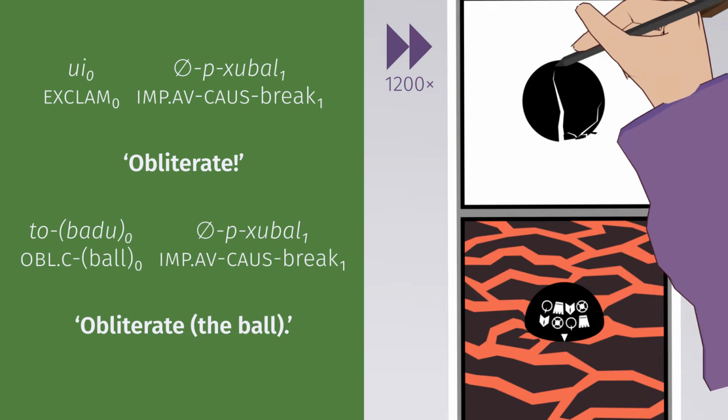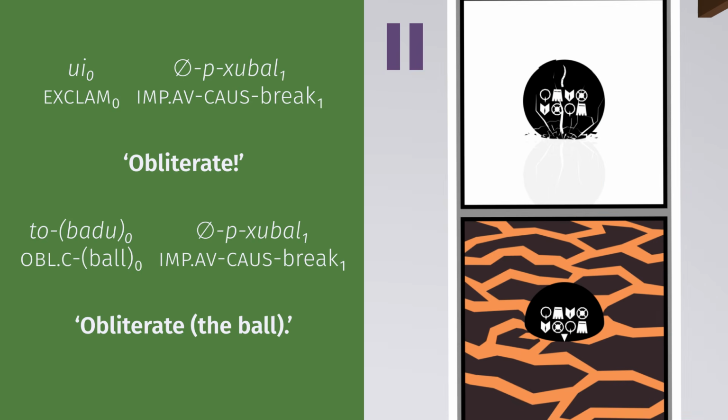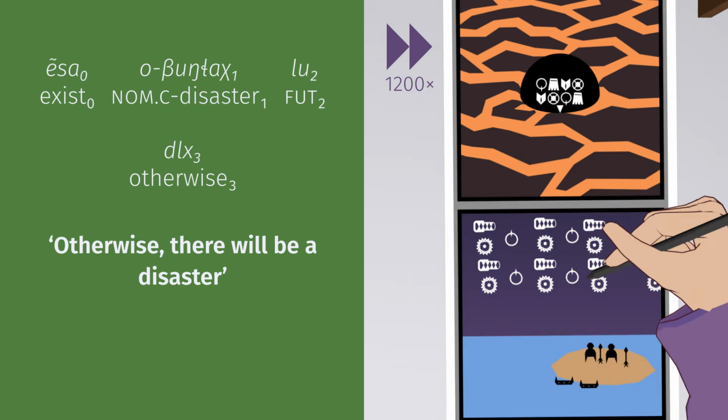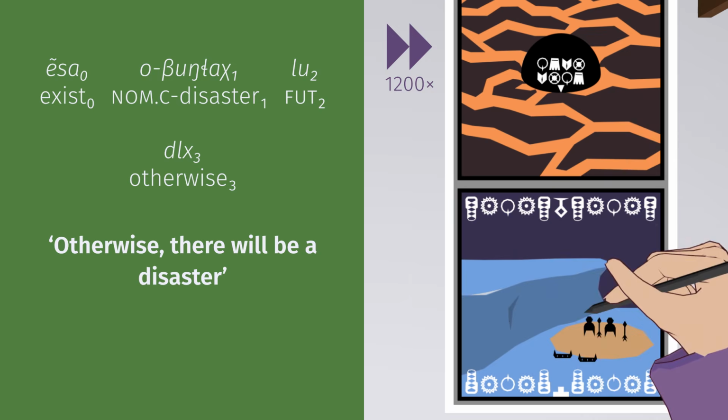Moving on, the 4th and 5th clauses are both obliterate. These are supposed to be the ball impacting some surface and the ball being thrown into lava, which is inspired by The Lord of the Rings, Tolkien's autobiography. I hope that's clear from the drawing, but maybe not. And the last sentence is, otherwise there'll be a disaster.